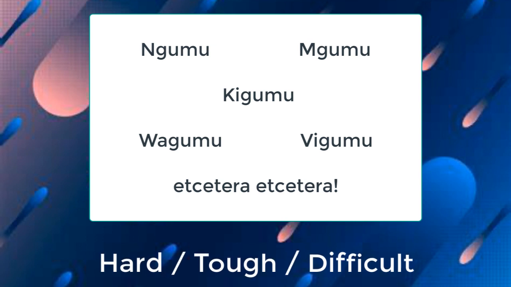And for things like maths, then we'll use ngumu. Maths is hard. Hesabu ni ngumu. For languages like English or Swahili, we use kigumu. Kiswahili ni kigumu. Kiingereza ni kigumu. Where and how to apply such changes? You can find them on Noun Classes series.